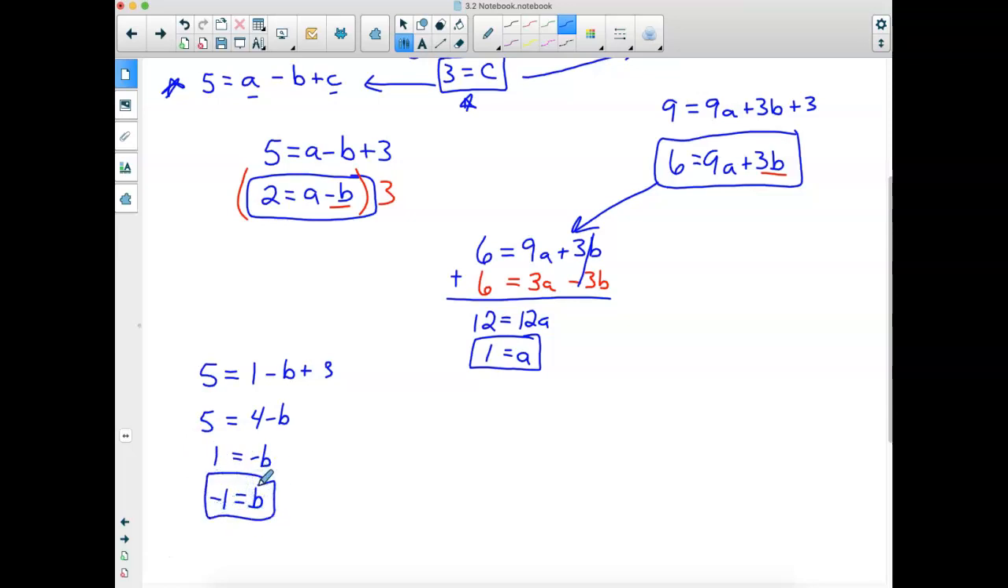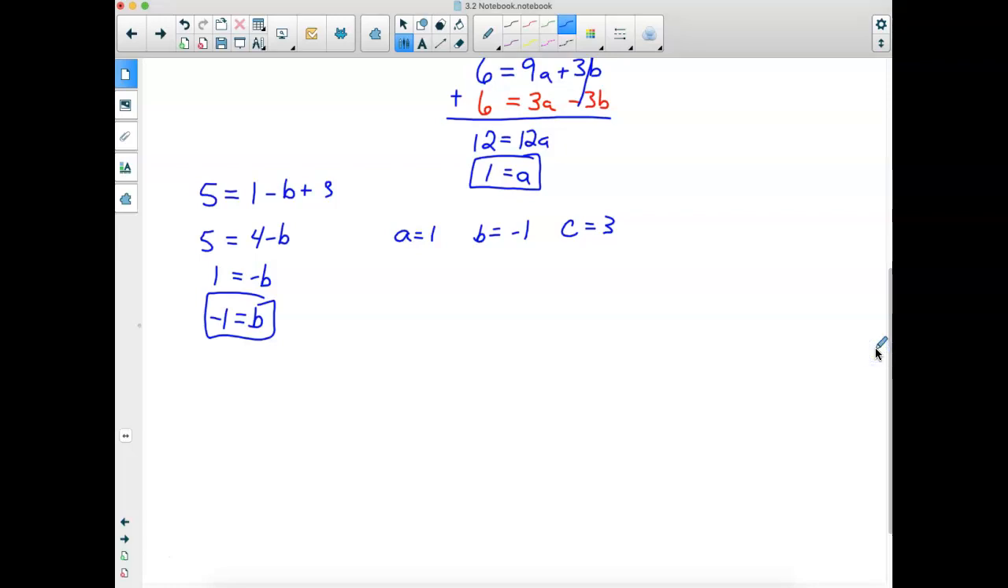So now I'm going to use all 3. I'm going to use A equaling 1, B equaling negative 1, and C equaling 3, and I'm going to plug them right into my function form of f of x equals ax squared plus bx plus c. And when I plug those in there, what I get is the quadratic function f of x equals, well, if a is 1, 1 times x squared, that's just x squared, plus b, well, if b is negative 1, that means minus x, and c is plus 3.